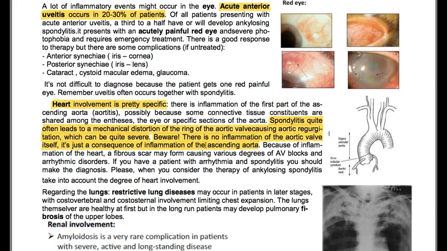Because of the inflammation of the heart, a fibrous scar may form, causing various degrees of atrioventricular block and arrhythmic disorders. If you have a patient with arrhythmia and spondylitis, you should make the diagnosis. Please, when you consider the therapy of ankylosing spondylitis, take into account the degree of heart involvement.